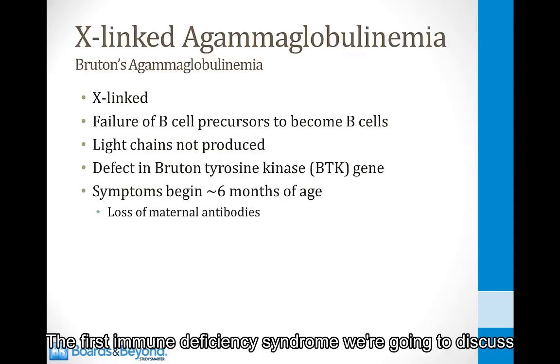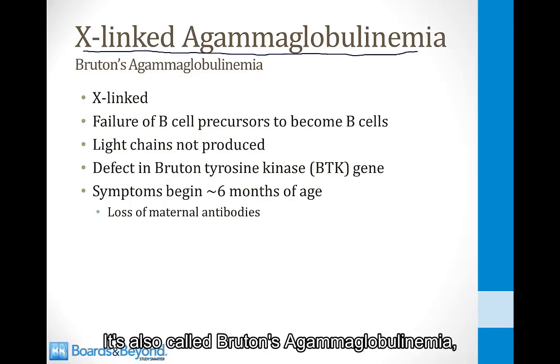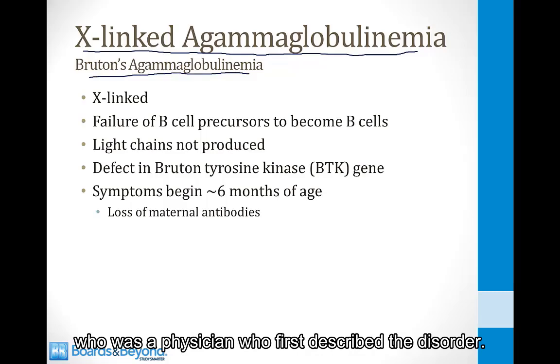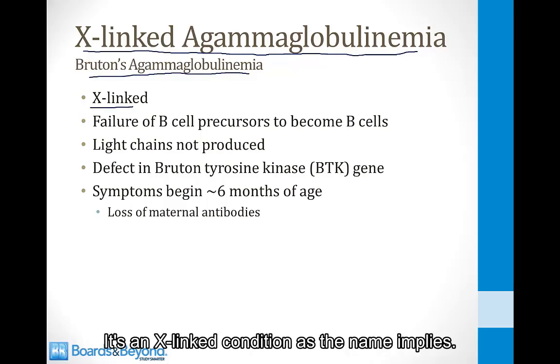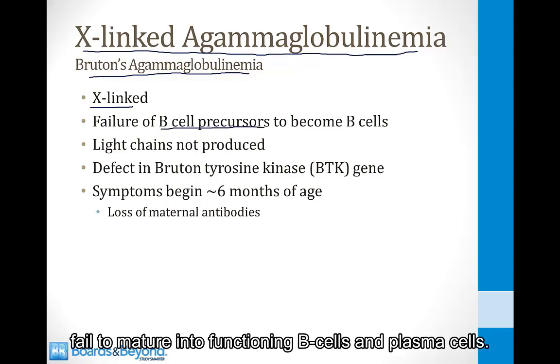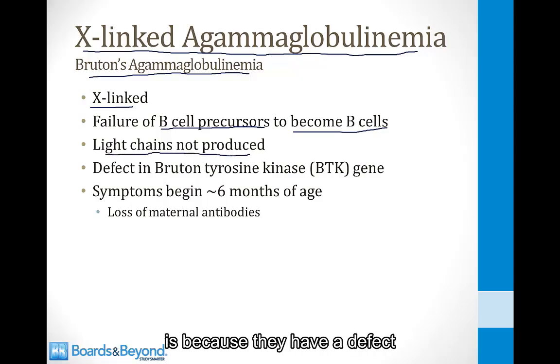The first immune deficiency syndrome we're going to discuss is called X-linked agammaglobulinemia. It's also called Bruton's agammaglobulinemia, named after a colonel in the military who was a physician who first described the disorder. It's an X-linked condition, as the name implies, and it occurs because B-cell precursors fail to mature into functioning B cells and plasma cells. Children born with this condition cannot make light chains, and the reason they can't make light chains is because they have a defect in the Bruton tyrosine kinase gene.